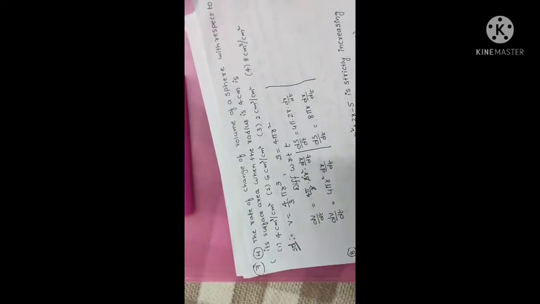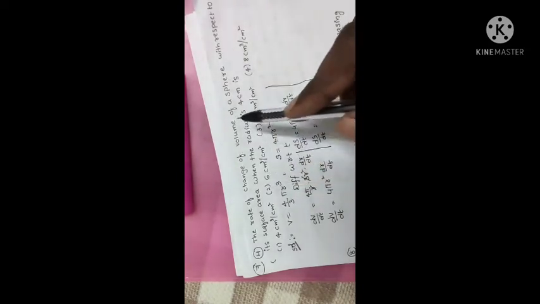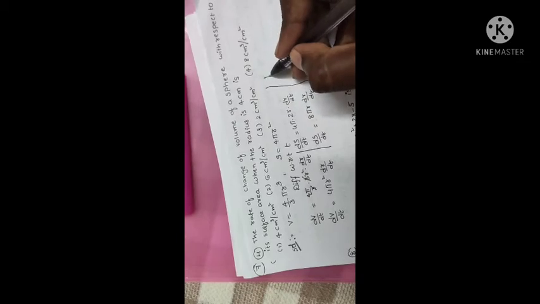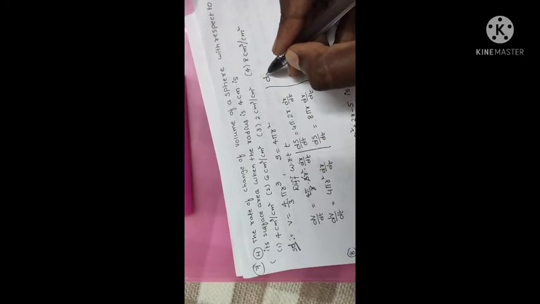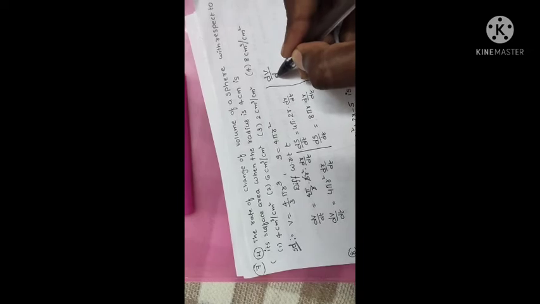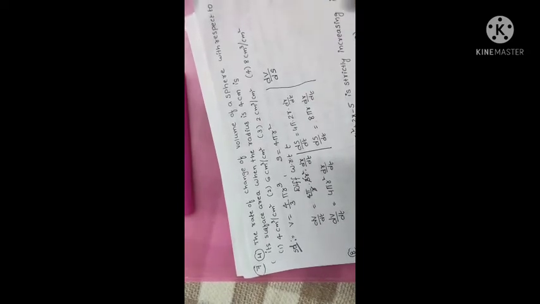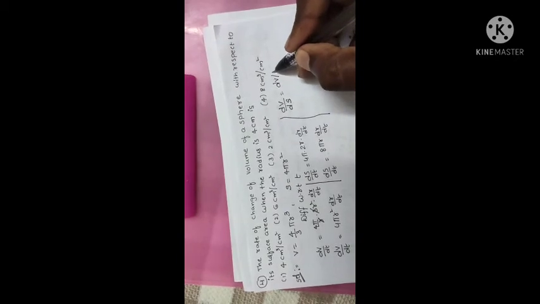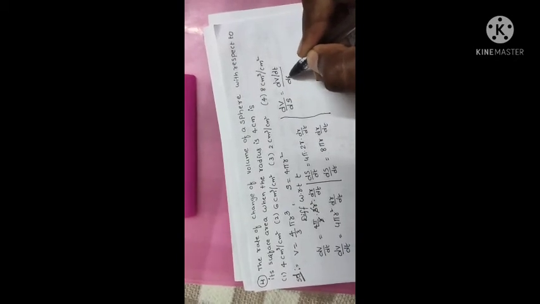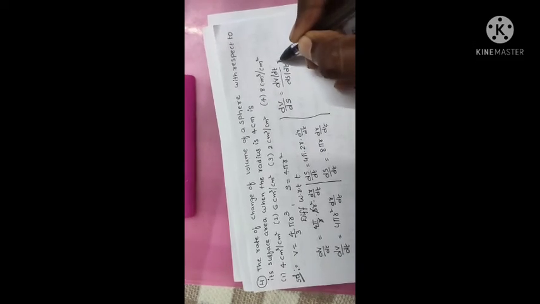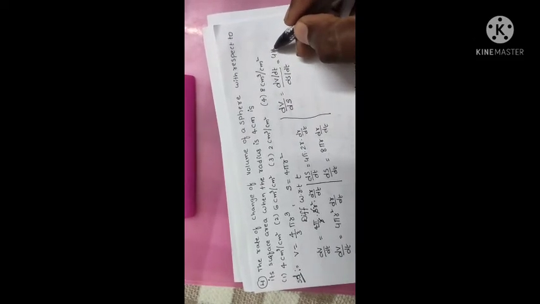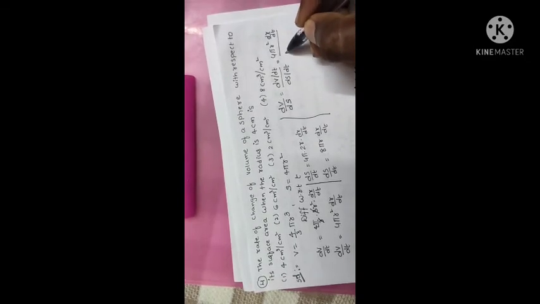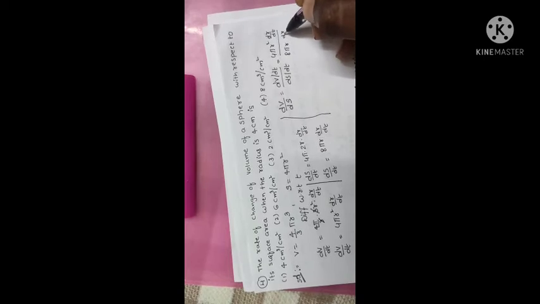But in the question they asked the rate of change of volume of a sphere with respect to surface area. That is nothing but the derivative of volume with respect to surface area, that is dv by ds. It can be written as dv by dt divided by ds by dt. Parametric differentiation. dv by dt we got 4 pi r square dr by dt, divided by 8 pi r dr by dt.